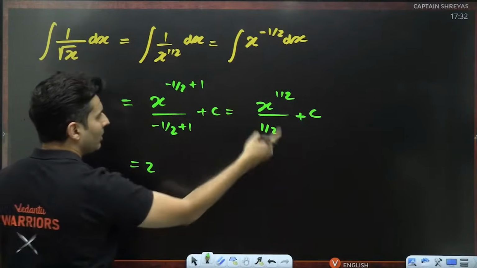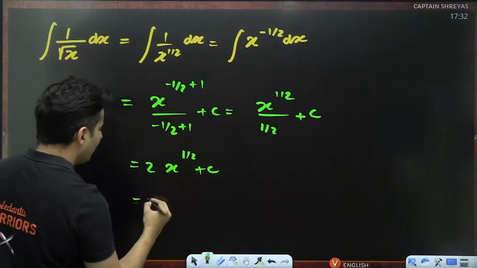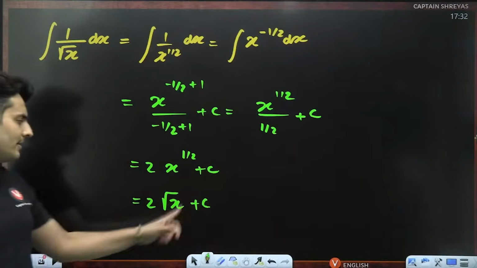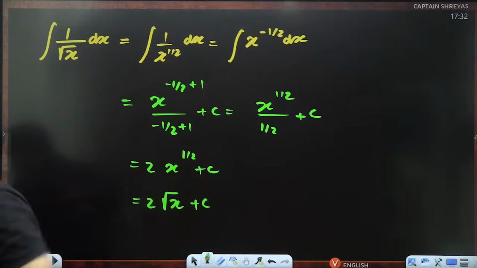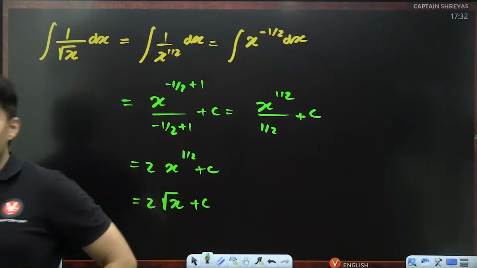2 goes on the top. So 2 into x raised to half plus c. But anything raised to half is root. So 2 root x plus c is the answer. Very good, Satyashri. So many of you got it. Okay. Very good. Excellent.